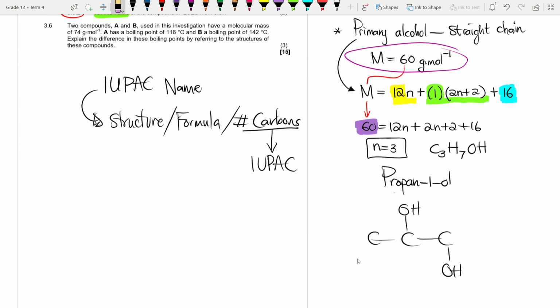If it was ethanol, then it can be at any of the ends, which makes it ethan-1-ol, but we can't specify because it doesn't change, so it's just ethanol. But from propanol up to anything else, we have to specify the location. Okay, I hope that makes sense. So that's how you should have figured that question out.